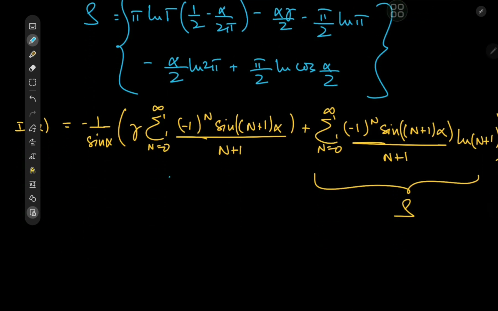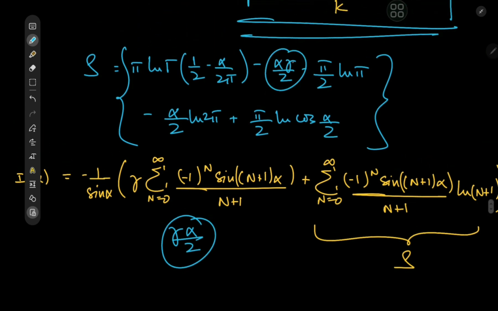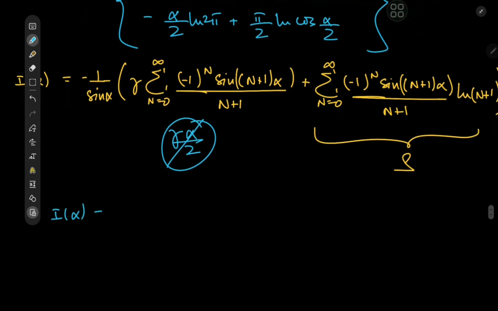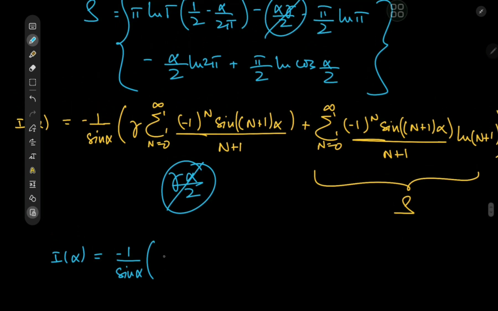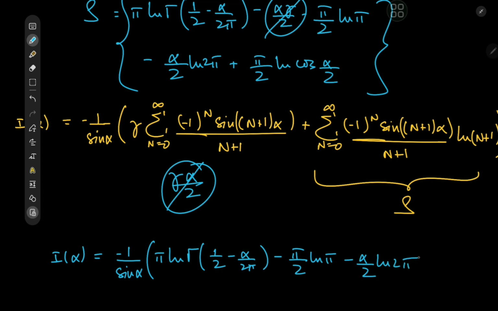This sum evaluated out to gamma times alpha by 2, and we have exactly the same term over here, but with a negative sign. So we cancel it out, and we're left with I of alpha being negative 1 by sine alpha times a lot of stuff that is absolutely insane. We have pi times log gamma 1/2 minus alpha by 2 pi. We have minus pi by 2 log pi. Then we have minus alpha by 2 log 2 pi. Finally, we have pi by 2 times log cosine alpha by 2.